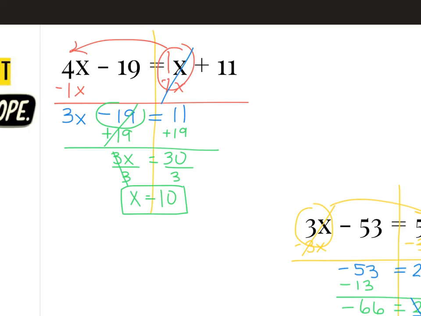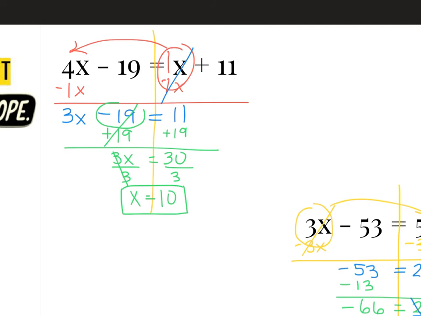So on those two, I did each part separately. What I meant is I moved my variable terms in one step, and then I moved my numerical terms in another step. This time I'm going to move them both at the same time. So let's see how that looks. Okay, so I'm going to take the x term, I'm going to move that to the left side, and I'm going to take the numerical term and move that to the right side.